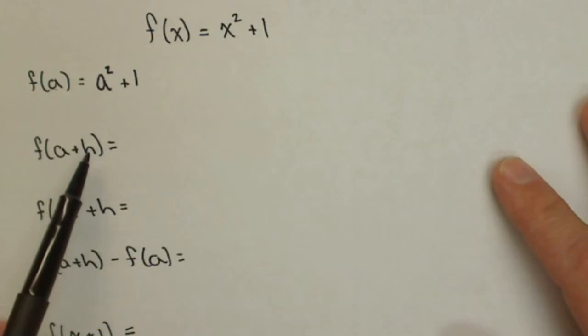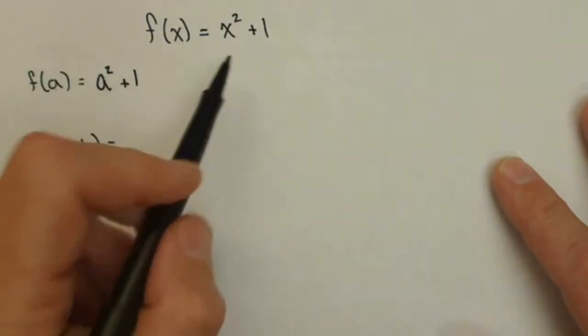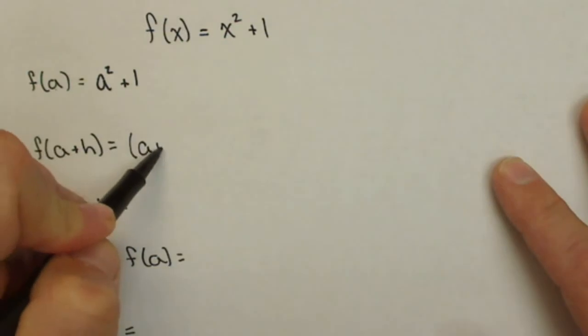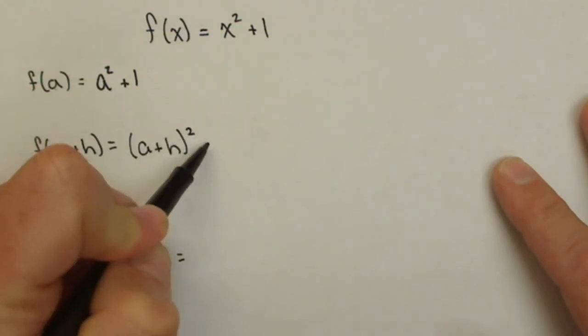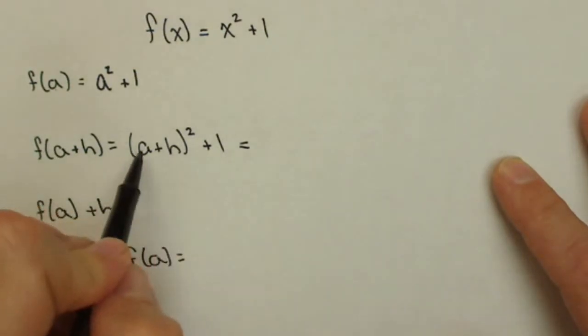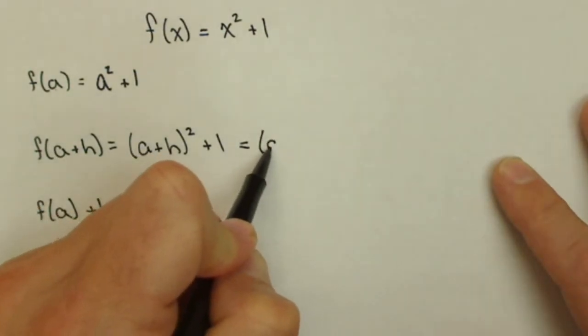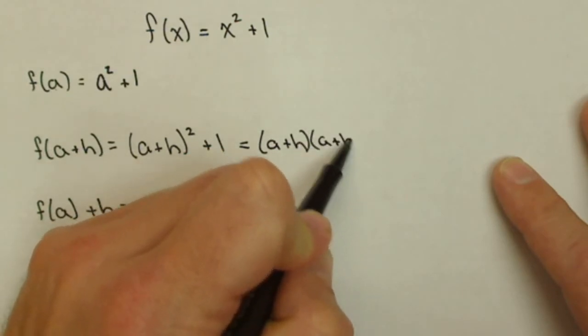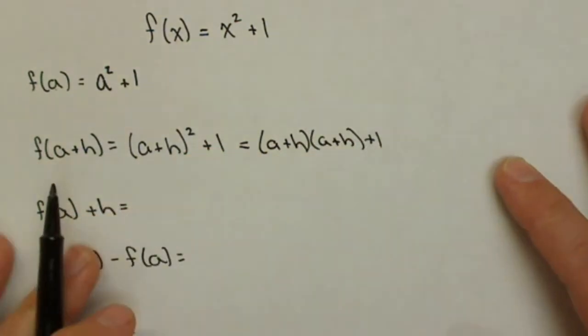Now f of a plus h, where the a plus h is in the parentheses, I'm going to put a plus h in for x and square it, plus 1. Now there is going to be a little work we can do. Now a plus h, the quantity squared, is not a squared plus h squared. It's a plus h times a plus h, plus 1.